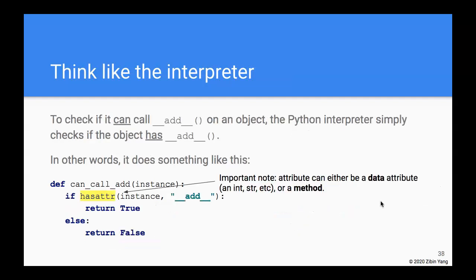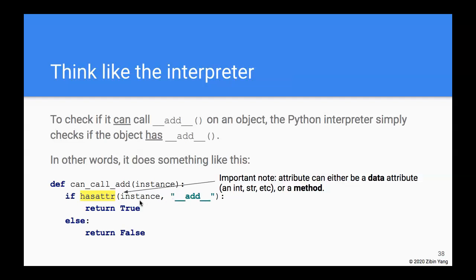Well, the better way, and some of you might have thought of this already, is that when the interpreter tries to see if it can call the __add__ method given an object, it can simply check: does the object have an __add__ method defined? And if it has it, then it can call it. So in other words, another way to write this can-call-add-method check given an instance is to see if this instance has that given method.